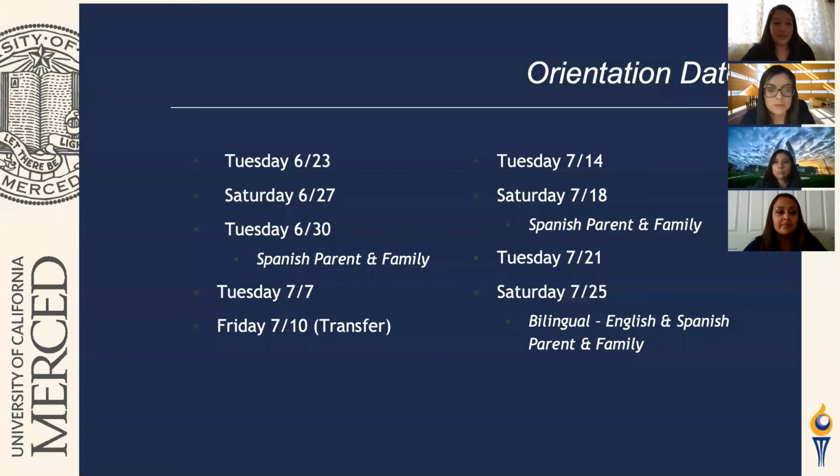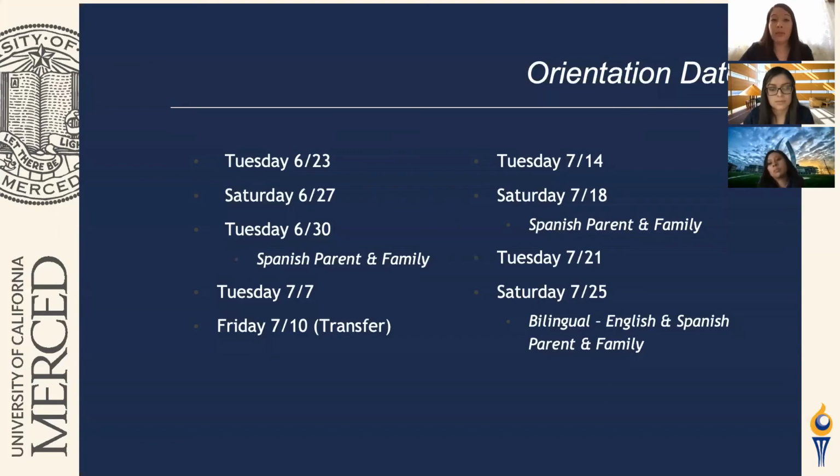Our next question is, how many groups of students will be in each orientation? It'll depend on the orientation date that you register for. Some orientation dates have capacity of about 280 students, where other orientation dates have an increased capacity of approximately 350 students. So it'll range between 280 to 350, depending on the orientation date that you register to attend.